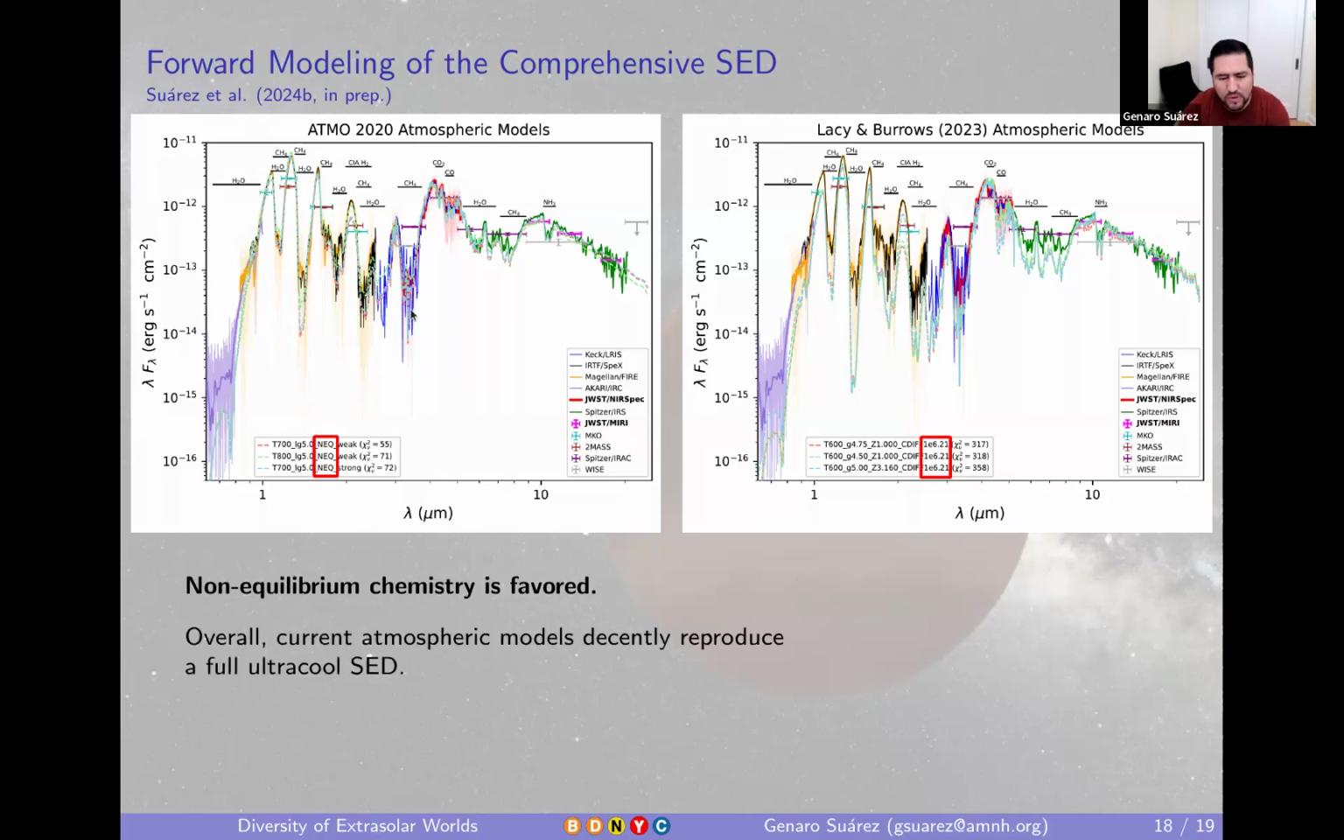But this forward modeling favors the presence of non-equilibrium chemistry in the atmosphere of these objects.